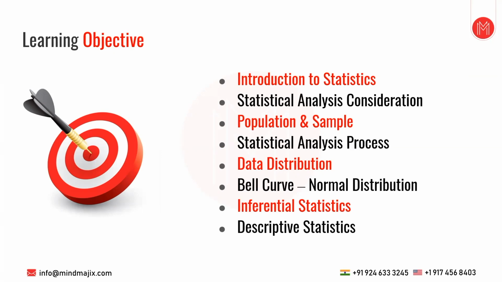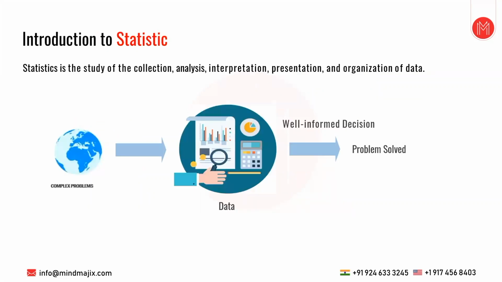In particular, we have to find out some basic terminology in the field of statistics, population and sample, and many more things. After that, in a statistical analysis process, we have to find out data distribution, normal distribution, and measures of central tendency. And then we look at two types of statistics, inferential statistics and descriptive statistics. So the first thing is the introduction to statistics. Let's start with the meaning behind statistics.